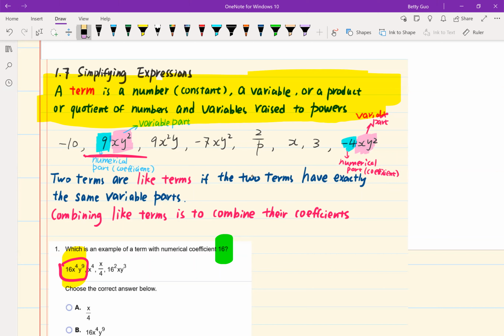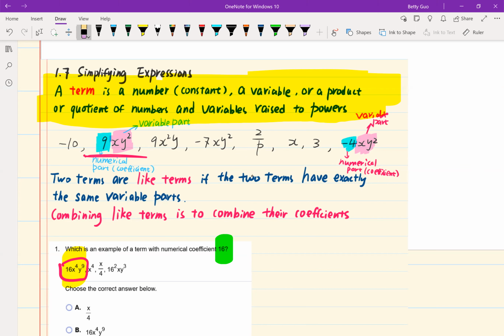All right, yeah. So let's see negative 10 here. We follow the order here. Negative 10, what's the numerical part? Negative 10. What's the variable part? It doesn't have a variable part, right? So just the numerical part. What about 9x times y squared? What's the numerical part? 9, right? 9 is also called a coefficient. Where is the variable part? The variable part is x times y squared, the whole part that I colored in pink actually. Next up, 9x squared y. What's the coefficient?